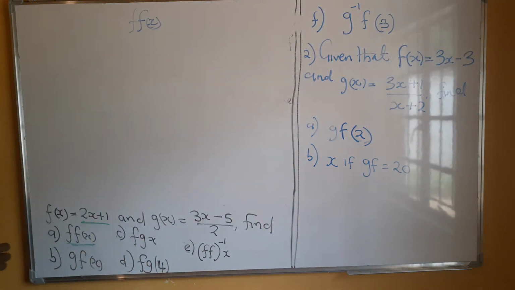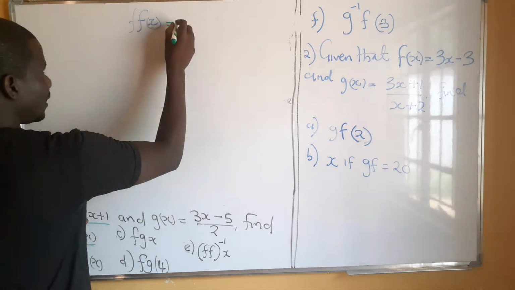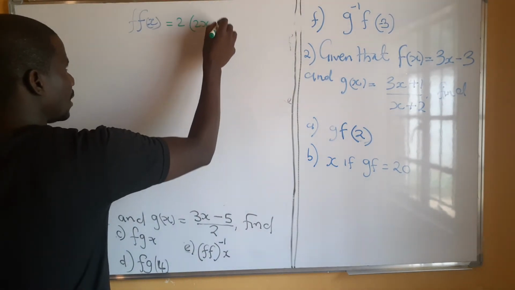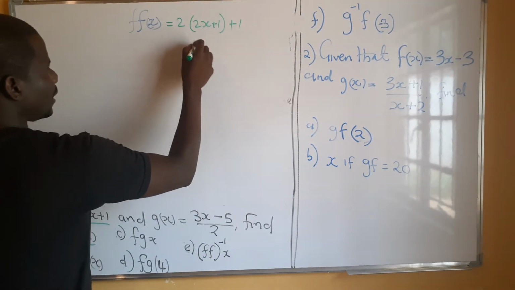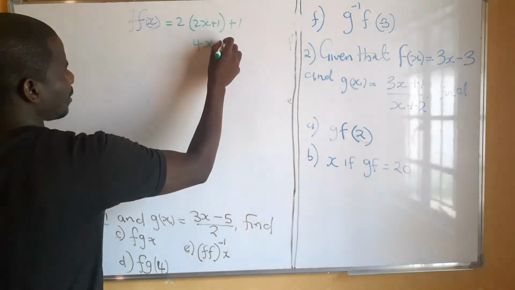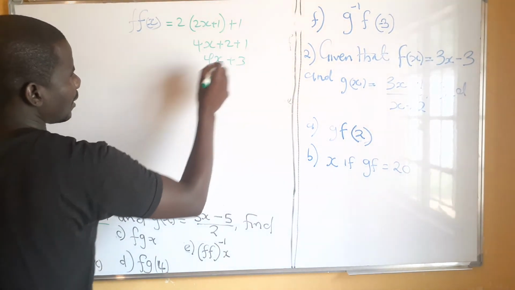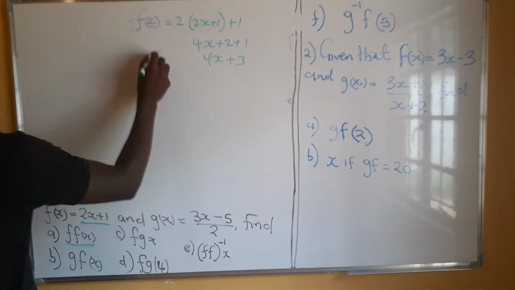So, f, you know that this is 2x plus 1 plus 1. So this is 4x plus 2 plus 1, 4x plus 3. 4x plus 3 gives us what? ff.